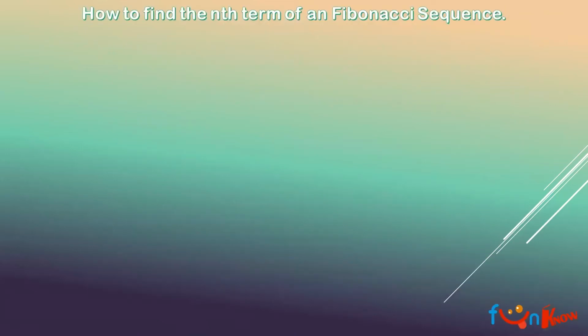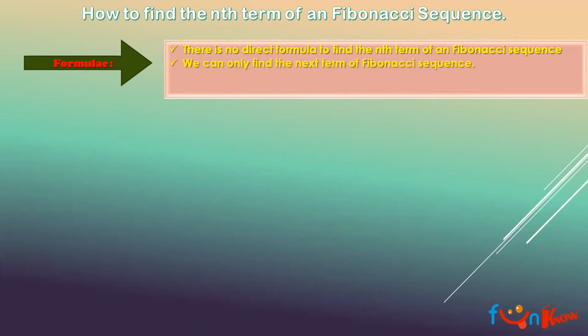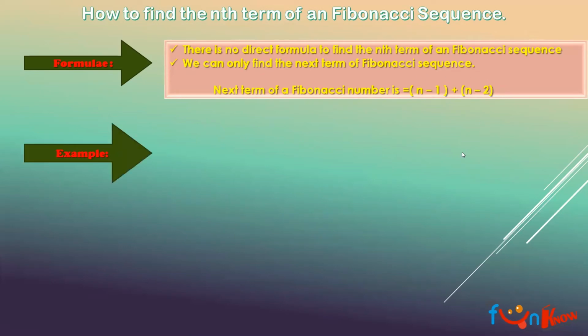How to find the nth term of the Fibonacci sequence? Let's see if there is any formula. There is no direct formula to find the nth term of a Fibonacci sequence. Oh my god. Then how are we going to find the nth number? We can only find the next term of the Fibonacci sequence. We'll have to actually find all the terms until 10. The next term of Fibonacci is nothing but the (n minus 1)th term plus the (n minus 2)th term.